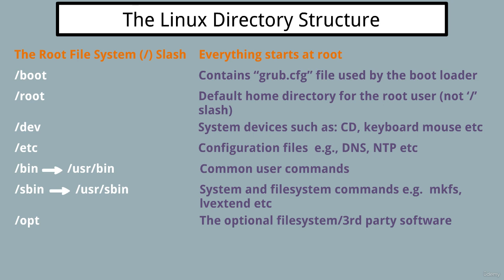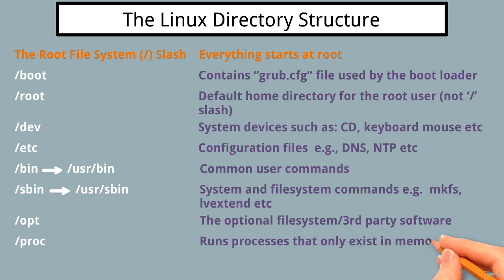For example, Google Maps is not part of the standard Linux operating system, so Google Maps gets installed in /opt. So basically this is where all the third-party software resides. Next is /proc. It runs processes that only exist in memory.